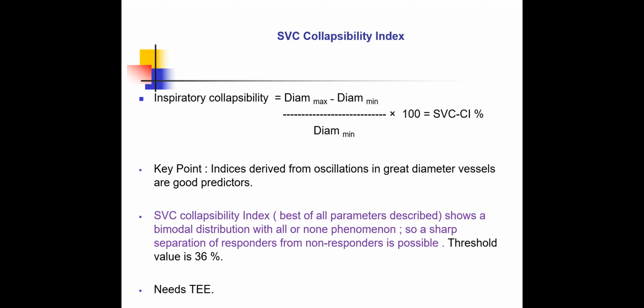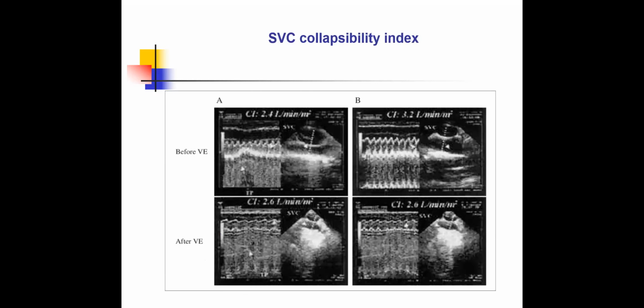It shows a bimodal distribution with all and none phenomenon, and so a sharp separation of responders from non-responders is possible. Threshold value is 36%, and it needs a transesophageal echocardiography for measuring this. We see here that in the left half of the frame, you get a patient with a cardiac index of 2.4 liter per minute per meter square. See the SVC is collapsing here. And this was before volume expansion. After volume expansion, we get an improvement in the cardiac index, and it has improved to 2.6 liter per minute per meter square.